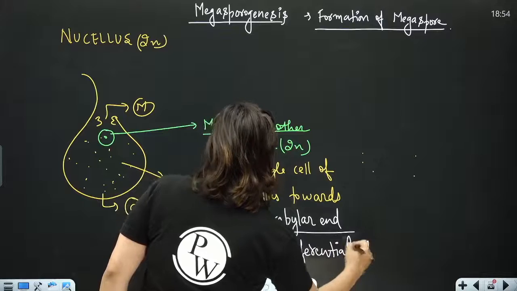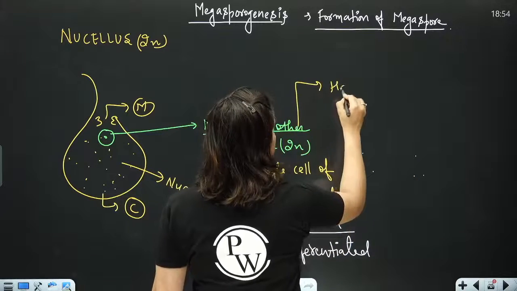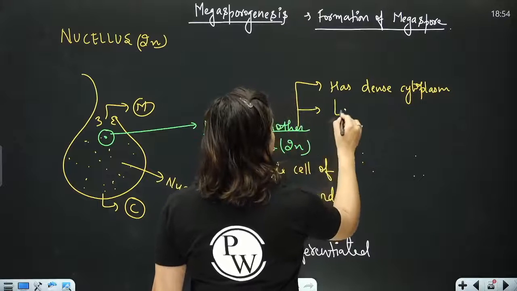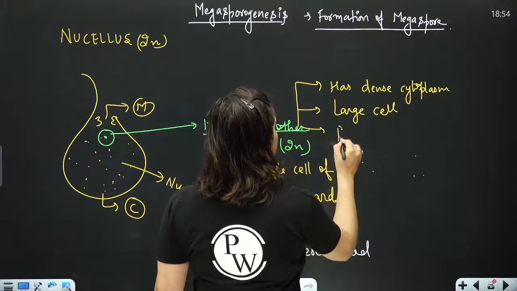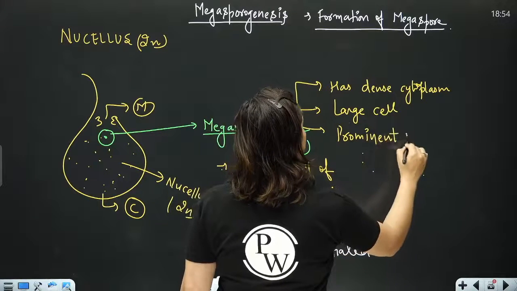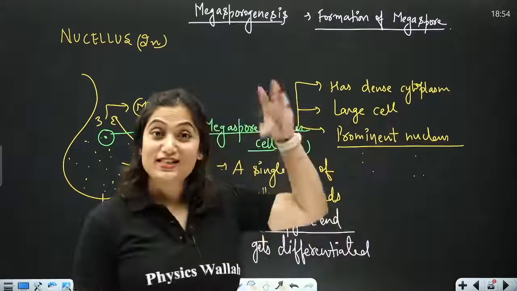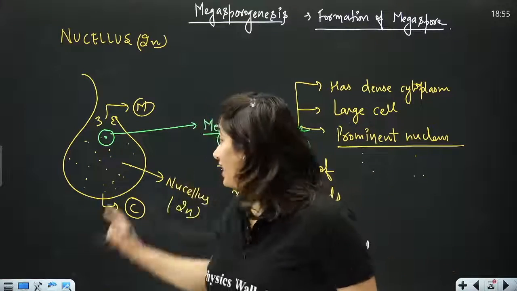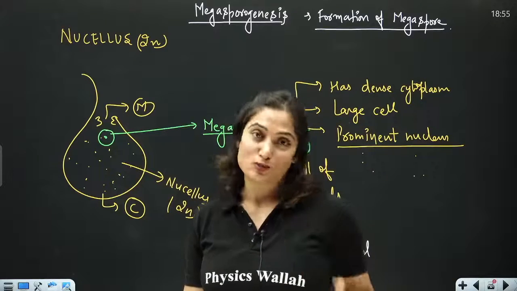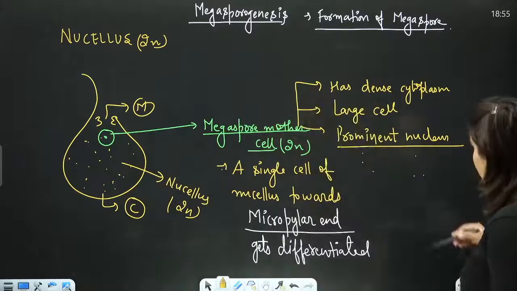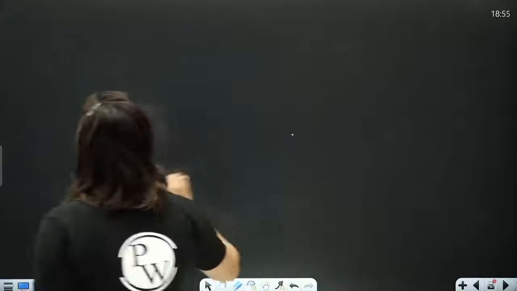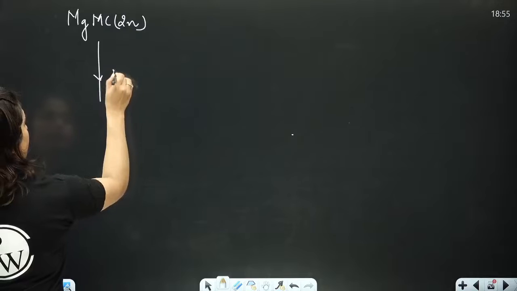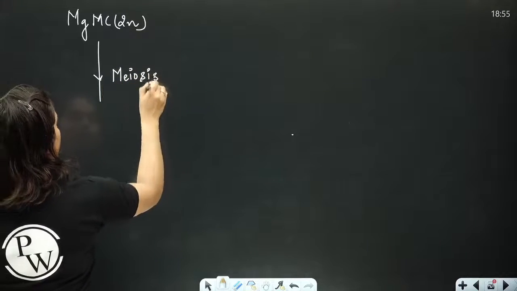And NCERT says that this megaspore mother cell has dense cytoplasm. This is a large cell and it has a prominent nucleus. See the difference. Inside the microsporangium in anther, many microspore mother cells were formed. But inside the megasporangium or ovule, only one megaspore mother cell is formed. And now what will happen? This megaspore mother cell will undergo meiosis, right, to form 4 megaspores.